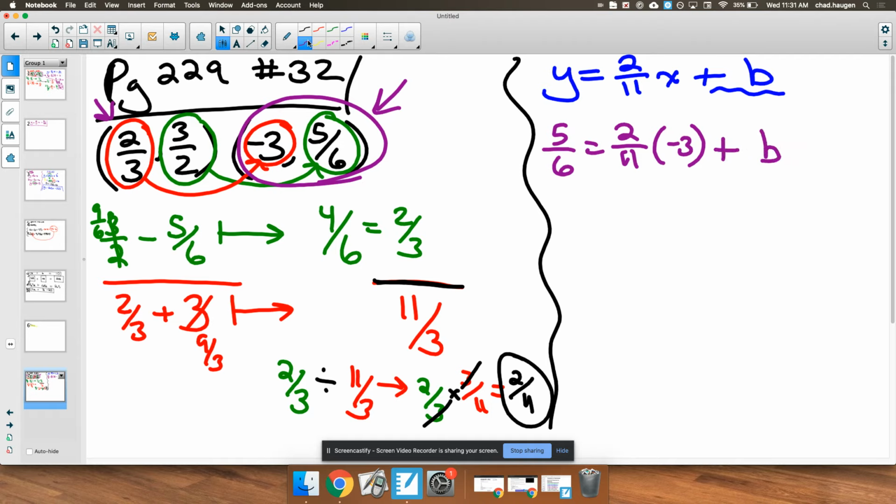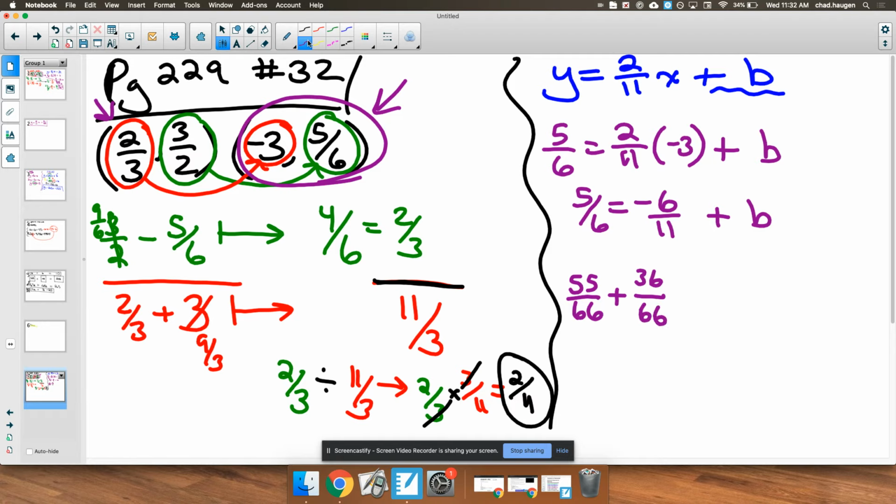Okay? Multiply stuff through. That's -6/11 plus b equals 5/6. And then we'll add the 6/11 over. Now they have different denominators. So 5/6, well, I suppose the denominator has to be 66, doesn't it? So here's 5/6 updated. We're going to add 6/11. Well, I need to update that.